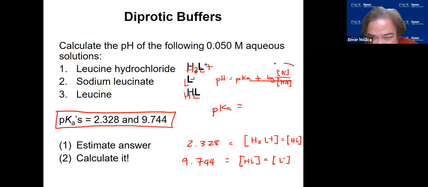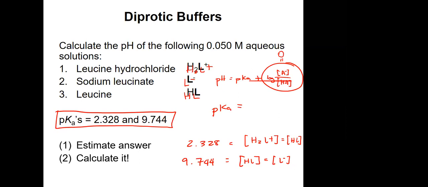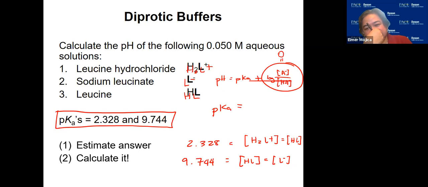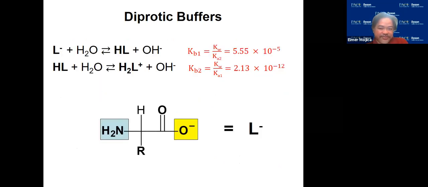When does this value equal 0? When the ratio is 1, or when A minus and HA are the same. So that's what the pKa interpretation is. So the question being asked now is, at what pH can we find this different form of leucine at 0.05 molar, given the pKa?